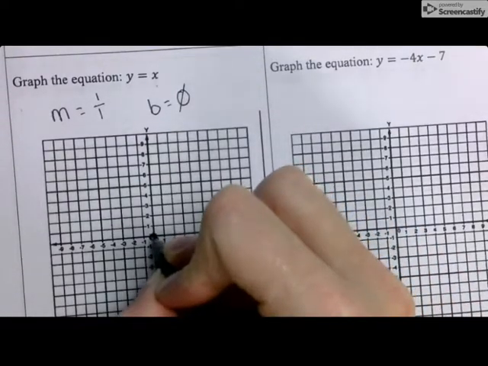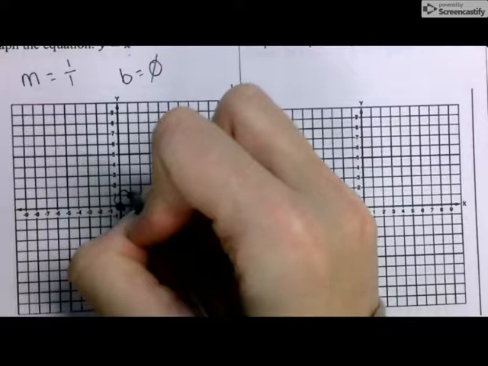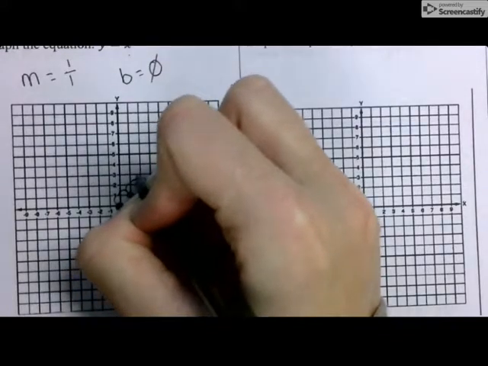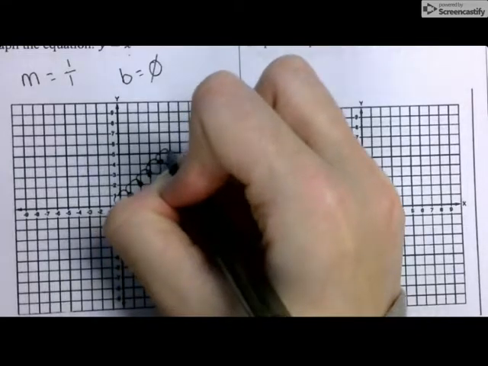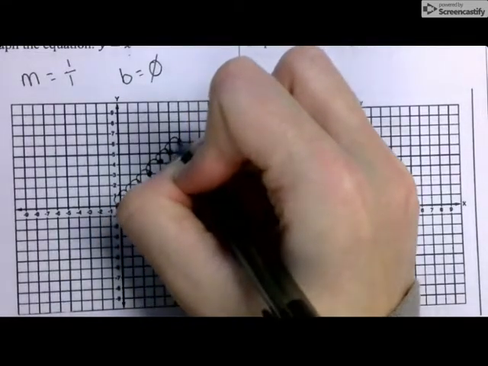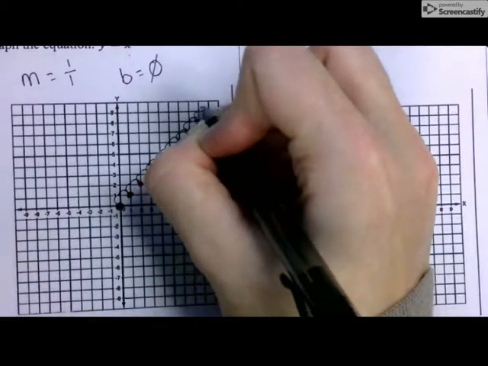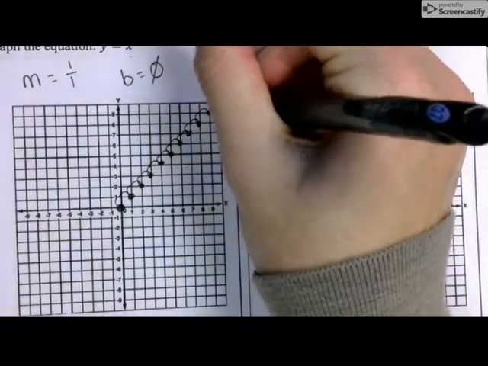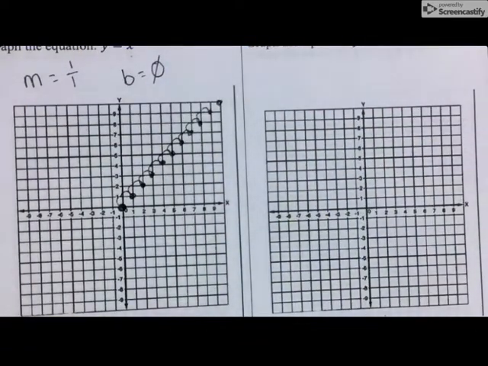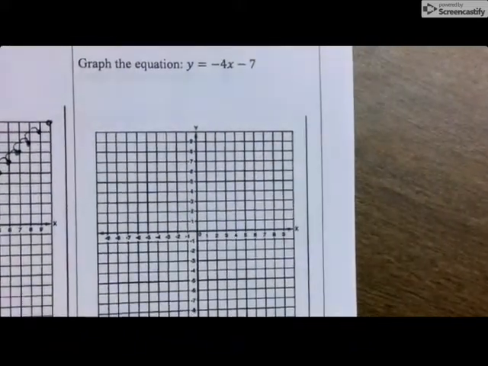We're going to plot that on the y-axis. From there, I'm going to go up 1, over 1. Up 1, over 1. You get the pattern. And obviously, I can do one more. That's a lot of points. That's okay. All right?